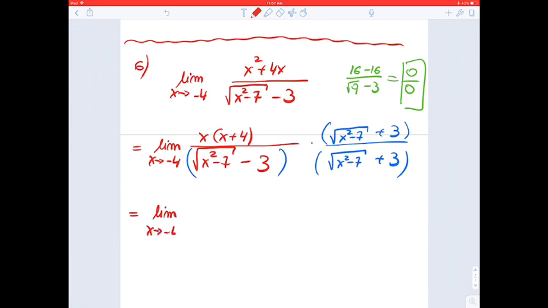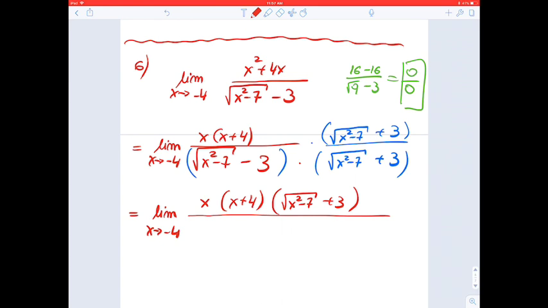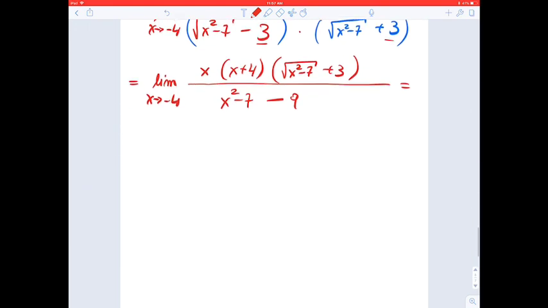Limit as x goes to negative 4, and let's see what we have. I will copy x plus 4, and then the square root of x squared minus 7 plus 3, and now multiplying the conjugate expressions is the same thing. Square the first quantity, the square of the square root of x squared minus 7. Only x squared minus 7 will stay. And the second quantity is 3, squared is 9, and we are always subtracting.